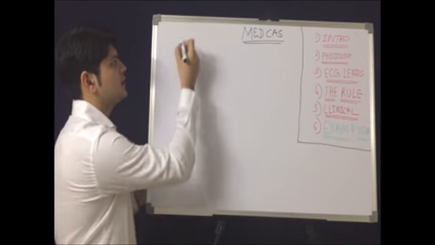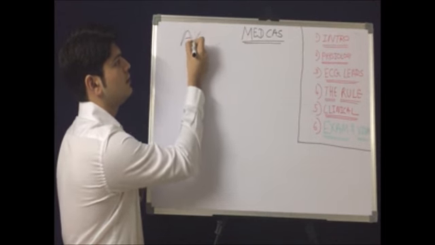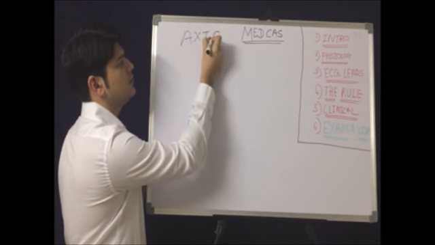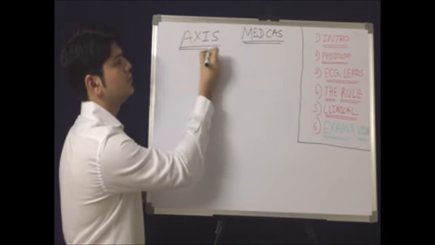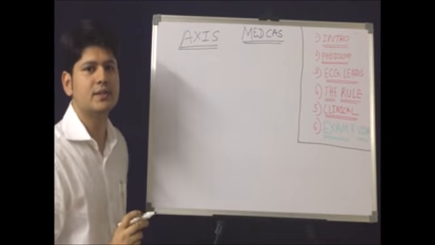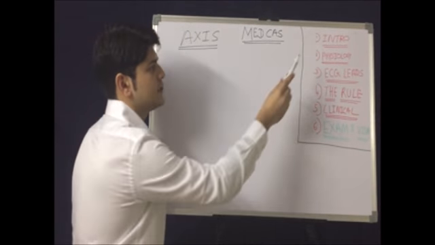Discuss about the axis in the ECG. In our previous class, we have discussed about the rate and rhythm. Okay, so today's topic will be the axis in the ECG. The topic will be divided in total into 6 parts.